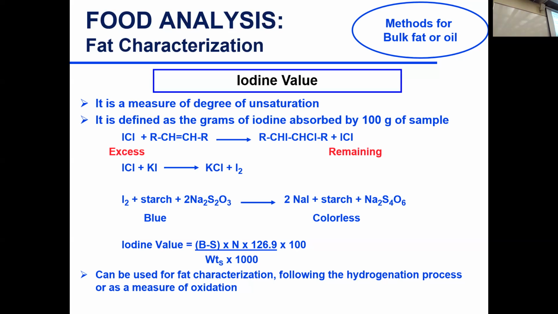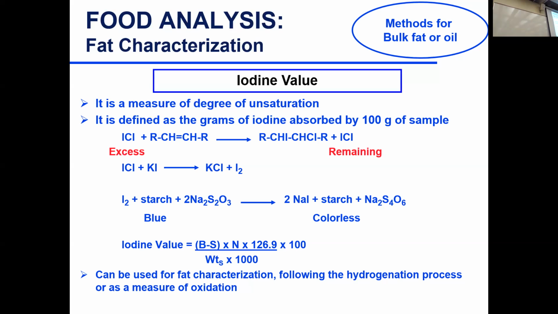So the blank will have the highest volume of titration. Why? Because all of your excess has nothing to react with here. All of your ICl, the reagent that you add, will react with the potassium iodide and give you the maximum iodine there is, because nothing reacted with any double bonds. So the volume of titration will be the maximum because you have the highest iodine produced.